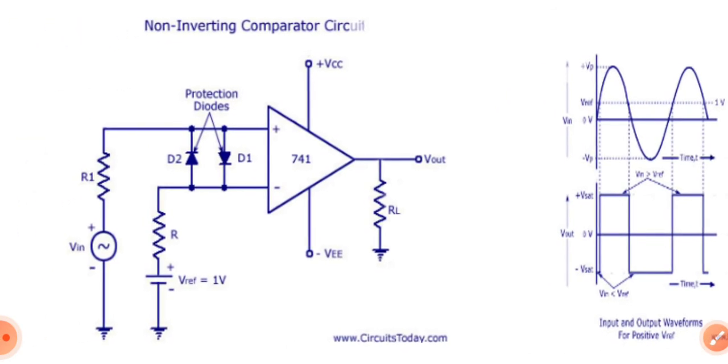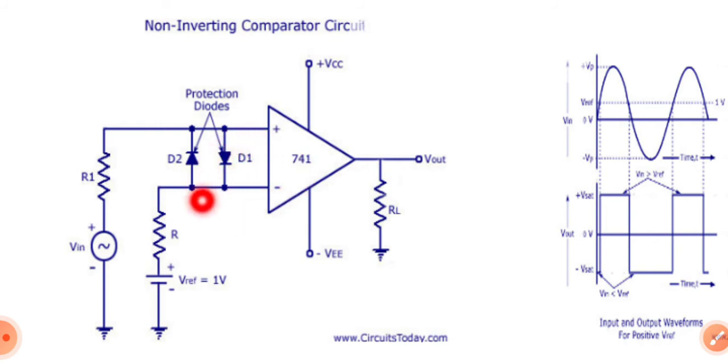Then we have to discuss how this circuit works. In the non-inverting comparator, the op-amp is used as a comparator. A fixed reference voltage V reference of 1 volt is applied to the inverting terminal.